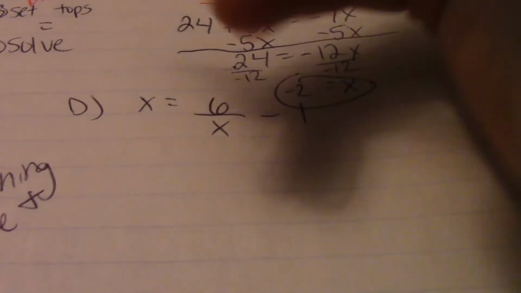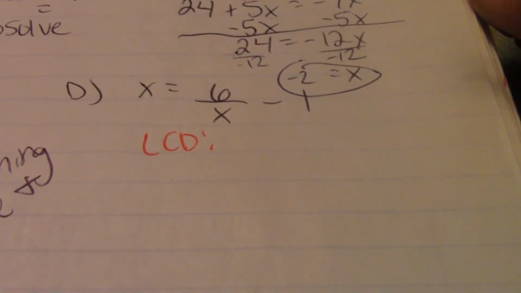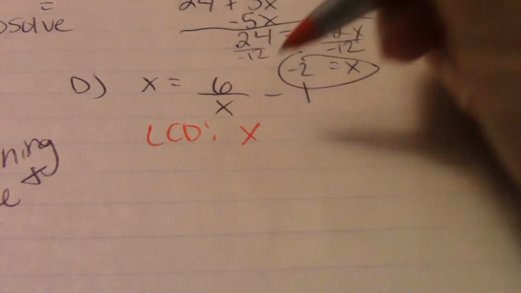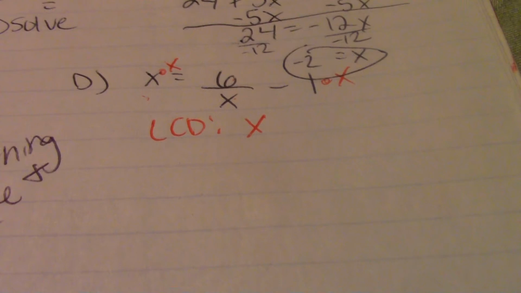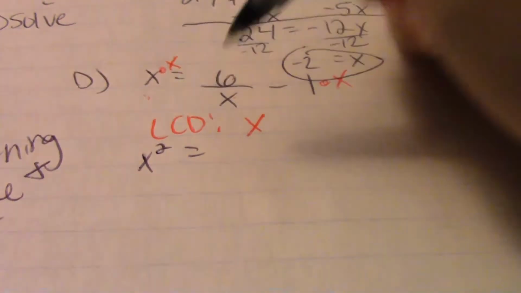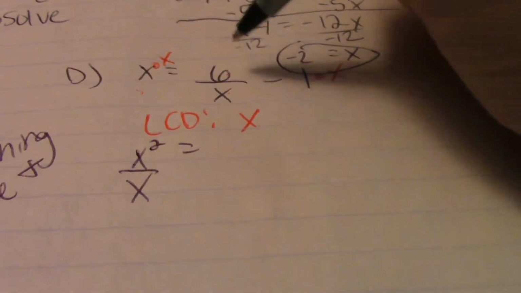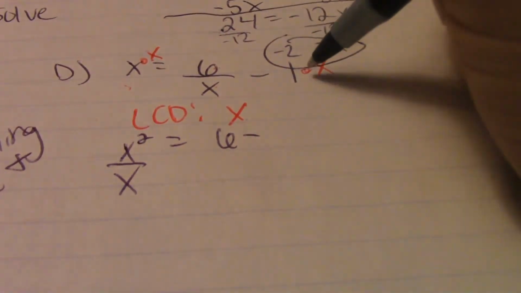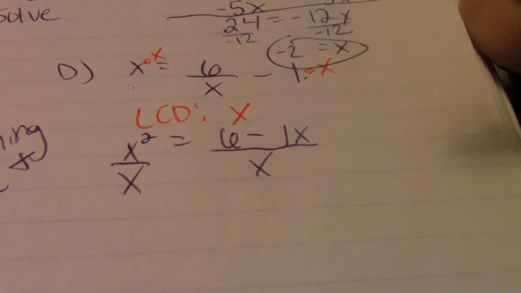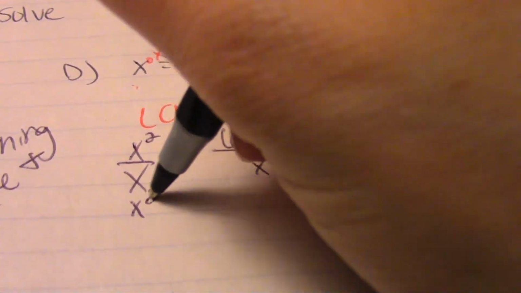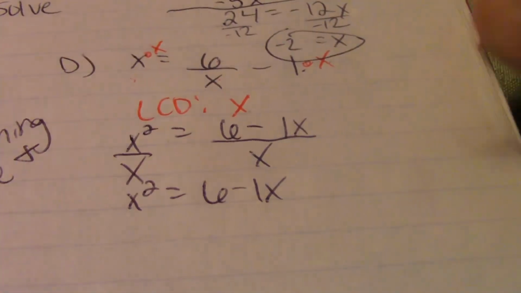Same thing here, our LCD. Start with that. There's only one denominator, so x. So this one doesn't have an x in the bottom, so it needs an x. This one does, so it's okay. This one does not, so it needs an x. X times x is x squared over my x. That 6 is good. Minus 1 times x is 1x over the x. So set the tops. X squared equals 6 minus 1x.